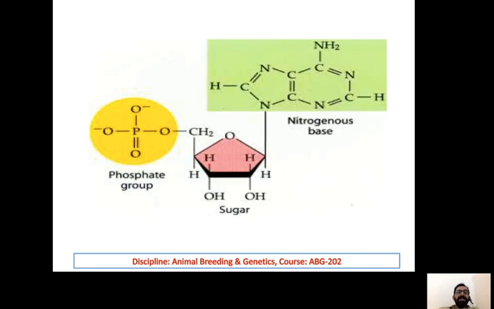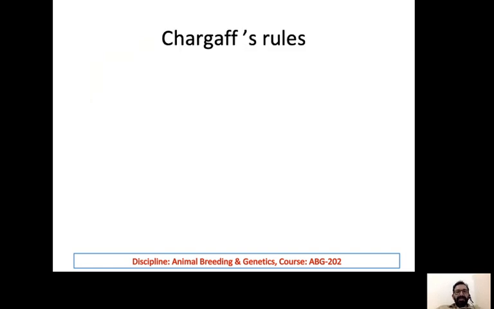Well, I have just mentioned some properties for any substance to become the genetic material. Fortunately, DNA does have all these characters, and this is basically composed of three molecules forming one single molecule: phosphate group, then the sugar, and the nitrogenous bases.